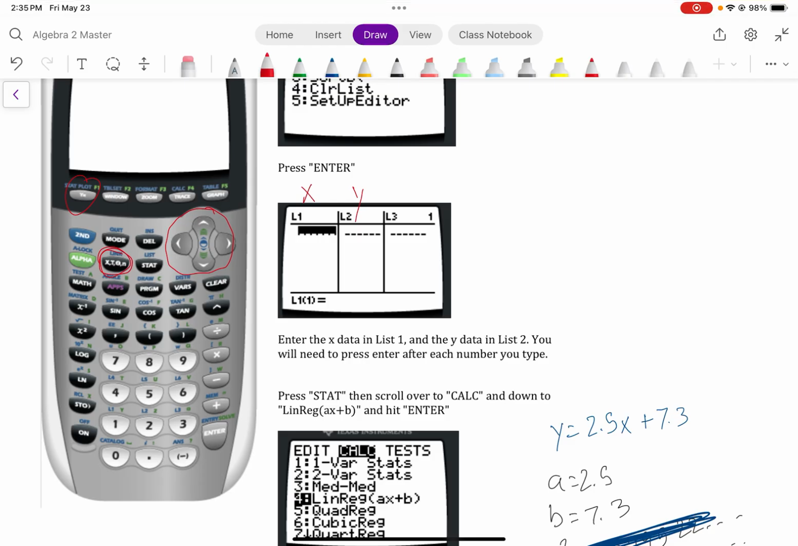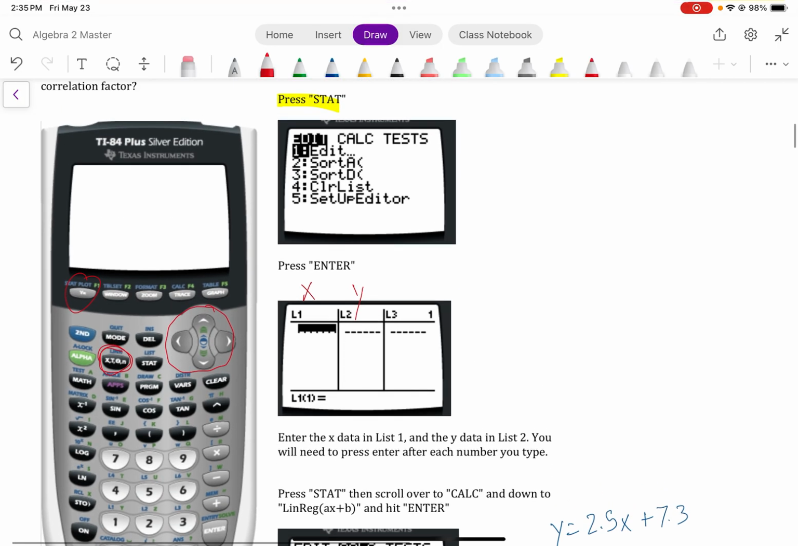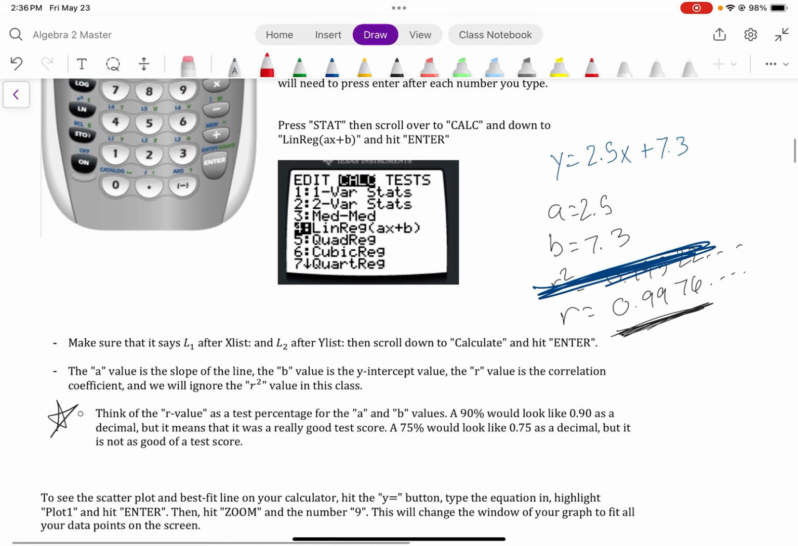Then you're going to hit Zoom 9. That's going to bring the picture of your scatter plot right onto this screen, however it looks. So you can see the dots, and it'll show you the line that you drew, so you can see if it is, in fact, actually close to all of those dots.